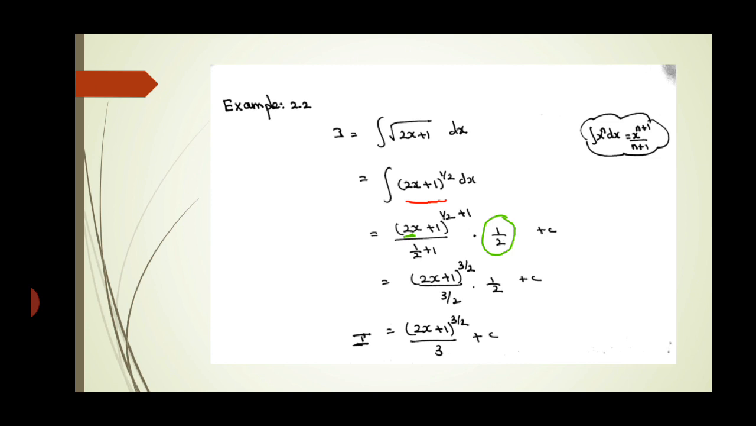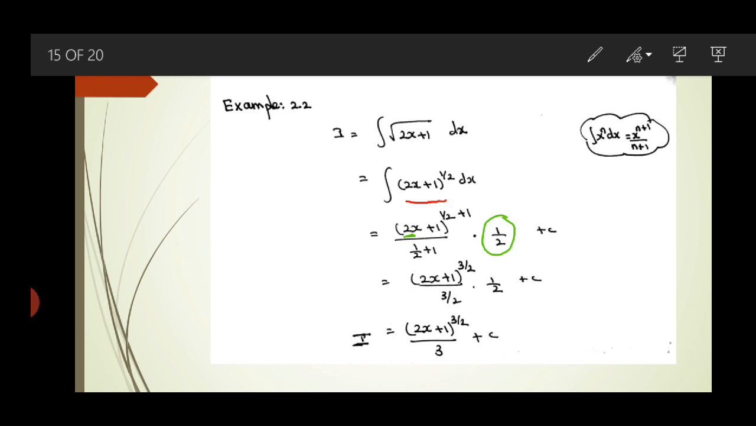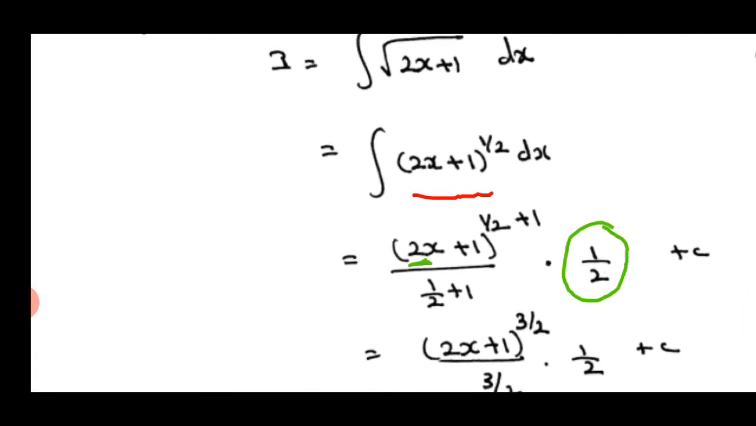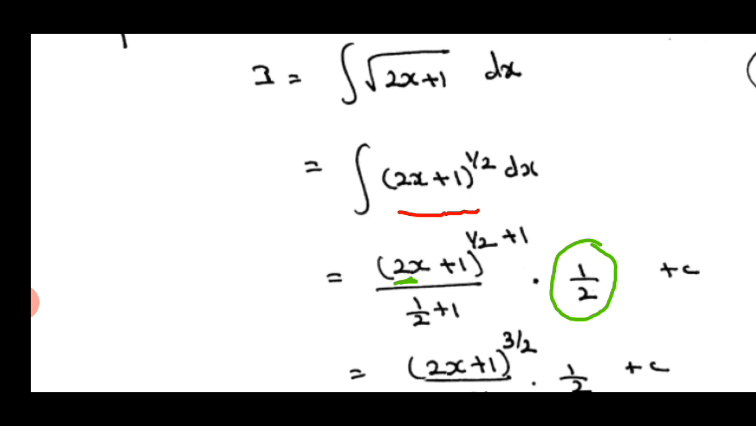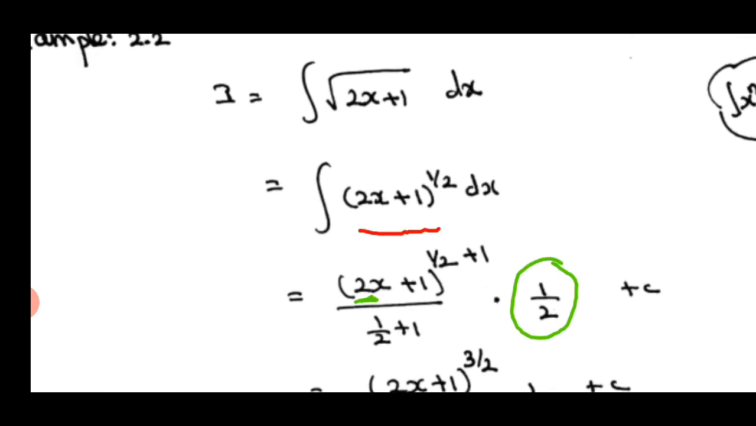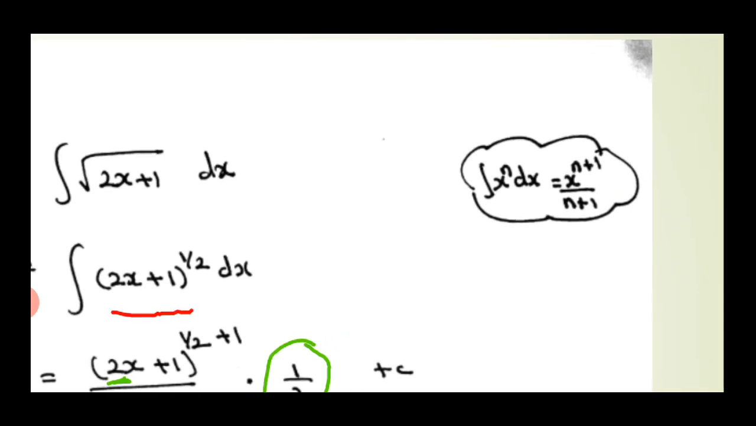Next sum, I equal to integral root of (2x plus 1) into dx. Right. So here root means what? Power 1 by 2. So I have given power 1 by 2. And now in this sum I have underlined in red color. You can see the whole part, you imagine like x. So now it looks like x power n, right? So what is the formula for integral x power n dx? The formula is x power (n plus 1) by (n plus 1).